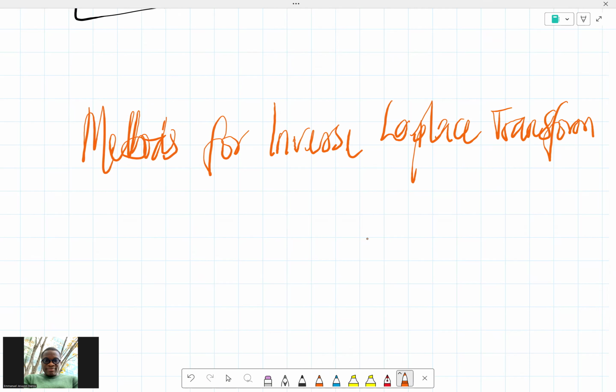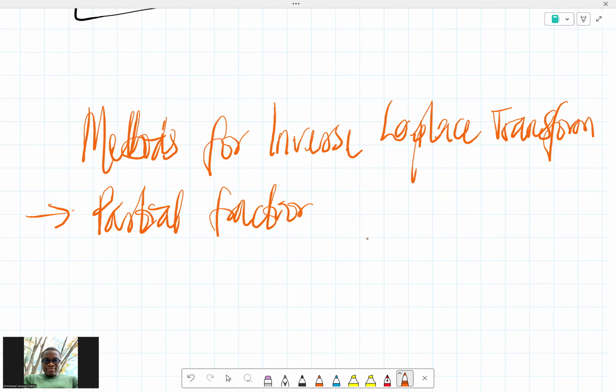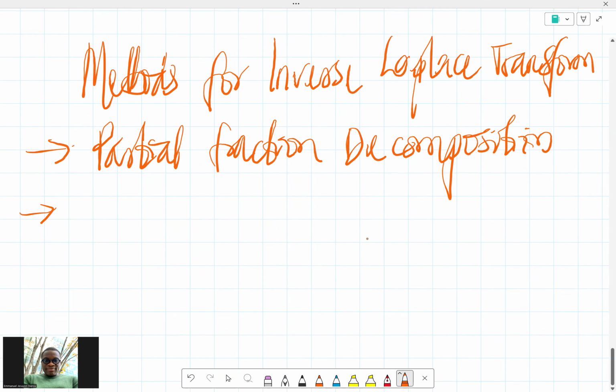So we've talked about one of the methods, definitely, and that is the partial fraction decomposition. If you have a rational function and you don't know how to get the inverse, you can decompose into partial fractions, and then from there you can easily recognize what you have. Another method is what is known as the convolution theorem. So you can use the convolution theorem to find the inverse.